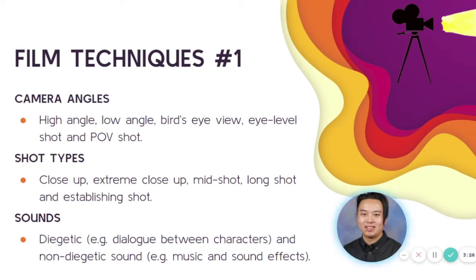You also need to know the difference between diegetic and non-diegetic sounds. Remember, diegetic sound is sound that comes from within the world of the film. For example, 2 characters talking to each other would be diegetic sound, whereas non-diegetic sound is sound that is edited into the film after the actual scenes have been shot. So things like the soundtrack of a film, music, and also sound effects.